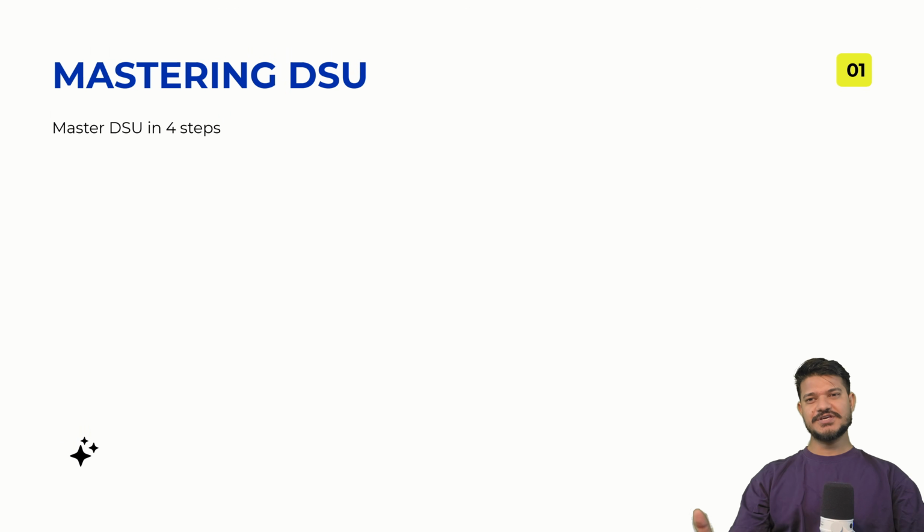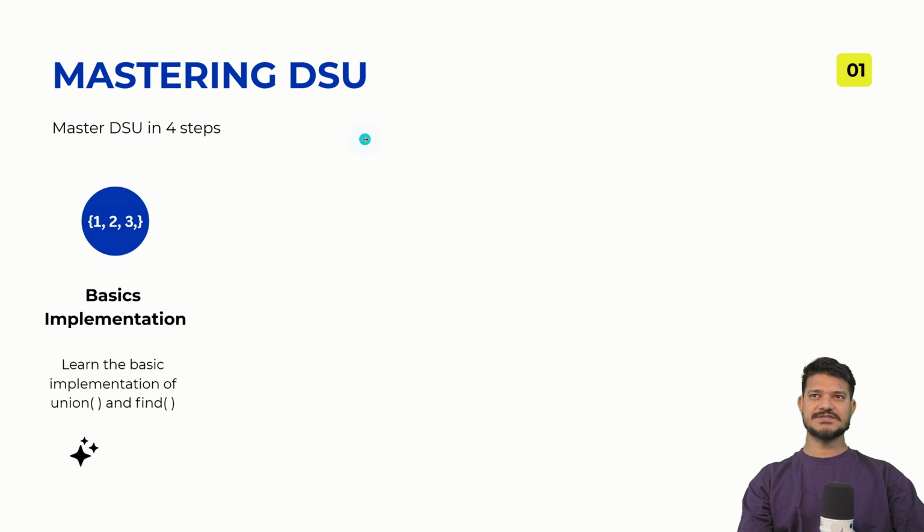To master DSU, there are 3 or 4 things that you need to go through. First of all is basic implementation. DSU is one of the advanced data structures, but at the same time it is very easy to learn. All you have to do is learn about 2 functions, union and find. The implementation of these 2 functions is very easy: literally 2 lines for find, and similarly, with the basic implementation, literally 1 line for union. This is how easy it is to implement DSU.